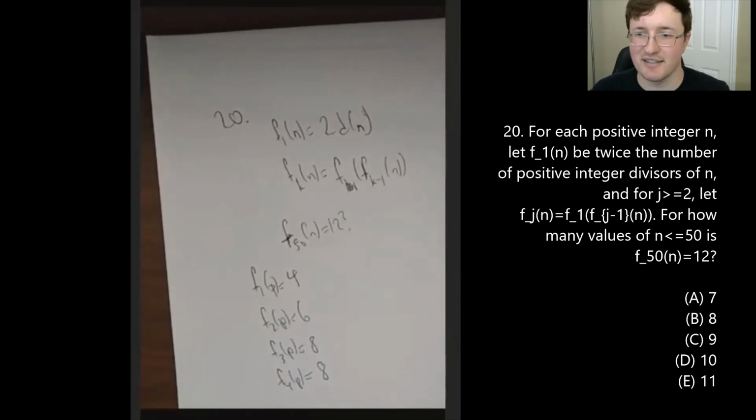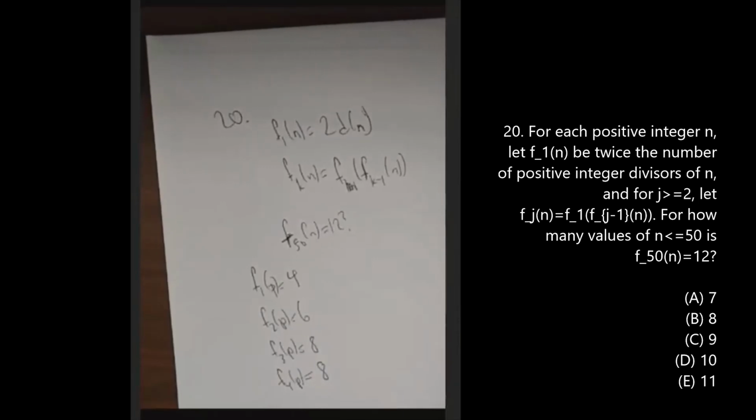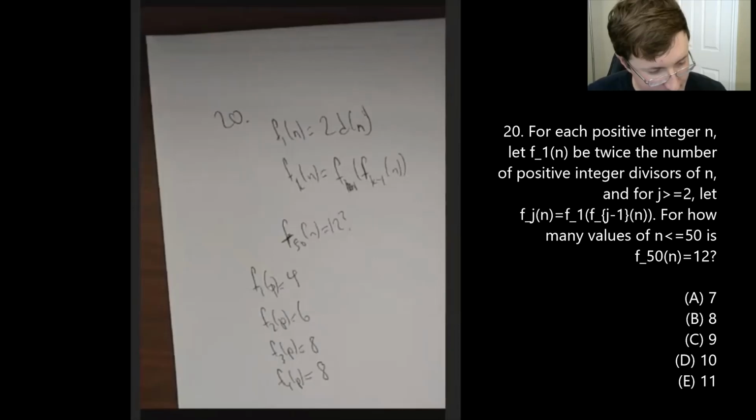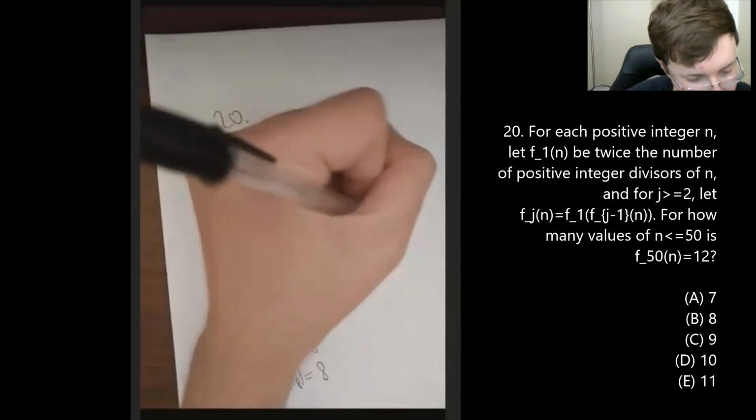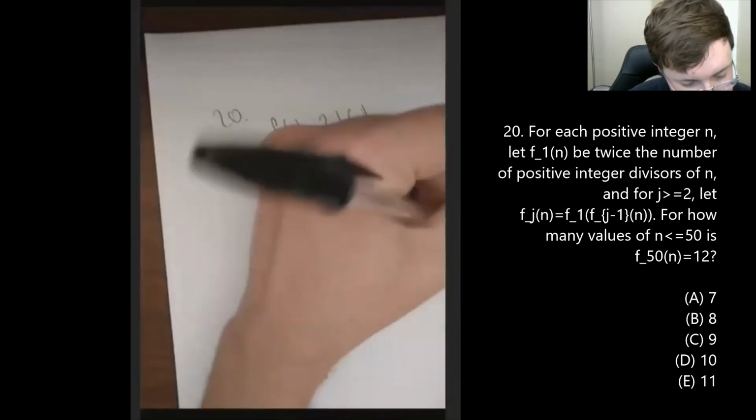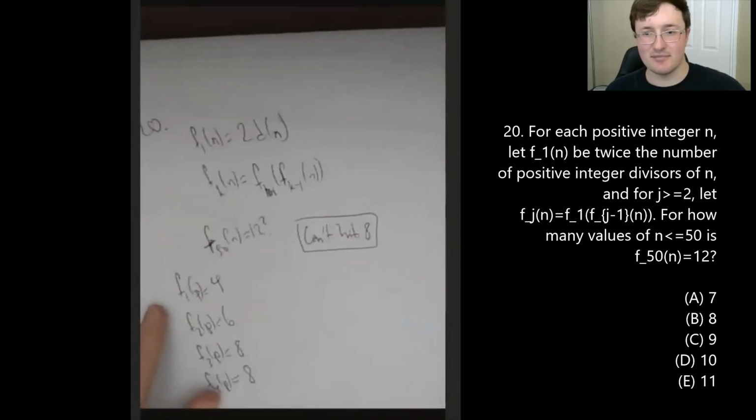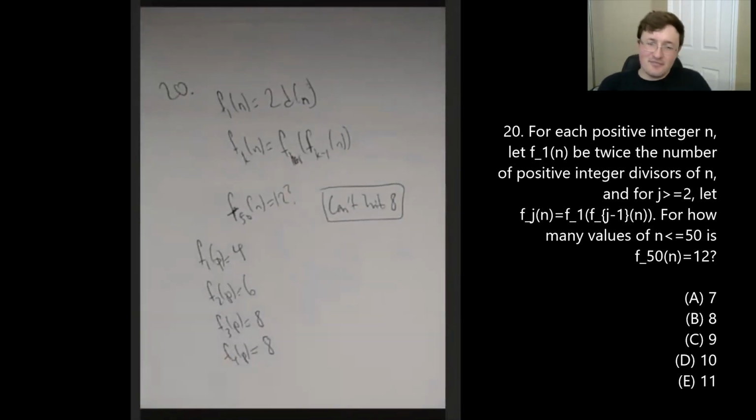Welcome, Punxsutawney Phil. I think you're a bit early for spring, but okay. Let's see. So if I hit 8, I'm done for because 8 has 4 divisors. Okay, so I can't hit 8. I'm going to box that because that seems important. Okay, so n can't be a prime.